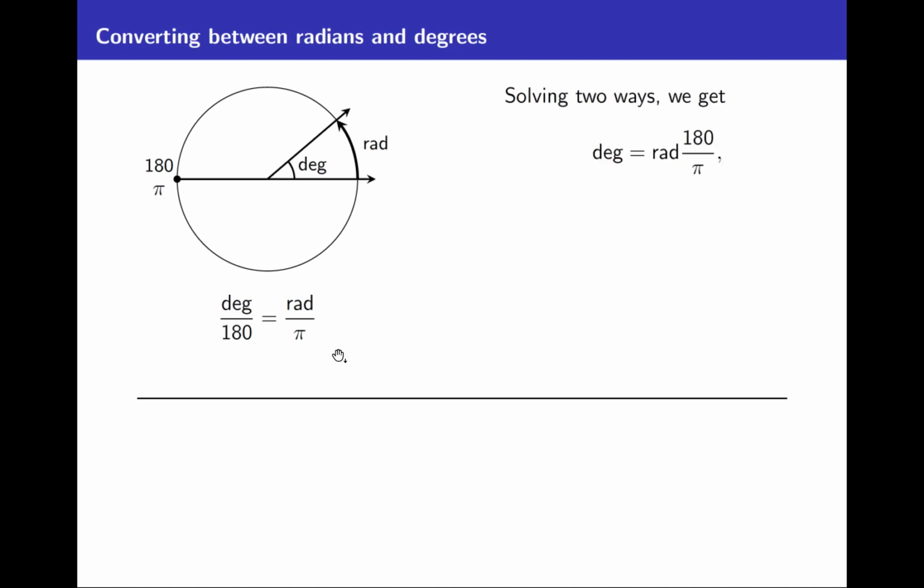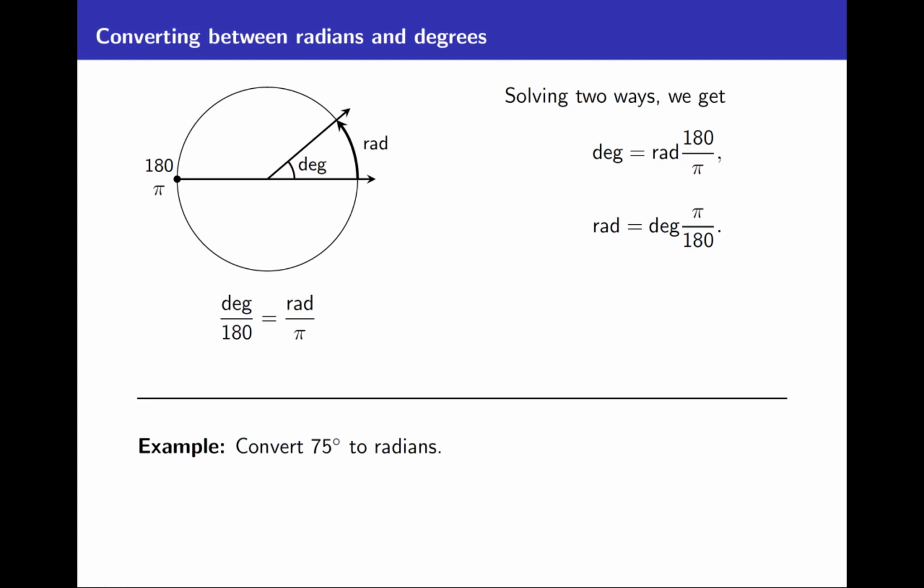And you can solve that two ways. On one hand, you can multiply both sides by 180 to isolate the degrees. Deg equals rad times 180 over pi. Just multiply both sides of this equation by 180. On the other hand, solving the other way to isolate rad, multiply both sides of this equation by pi, and you get rad equals deg times pi over 180. And these formulas allow you to switch back and forth between radians and degrees.